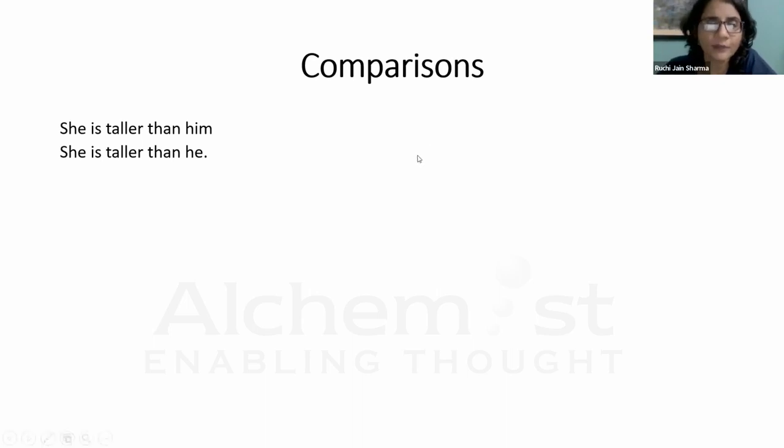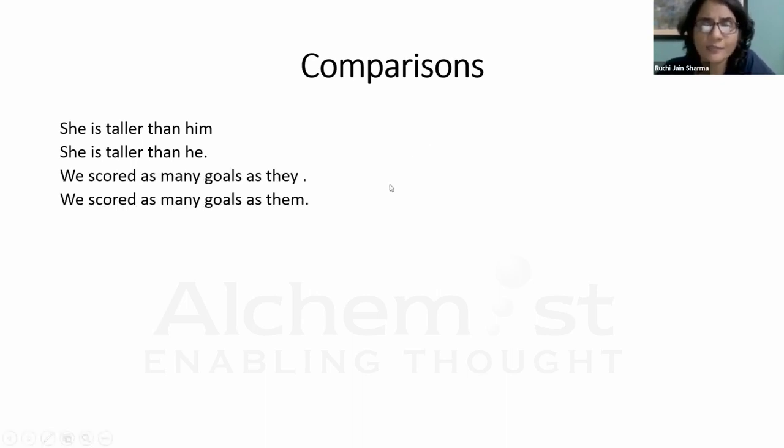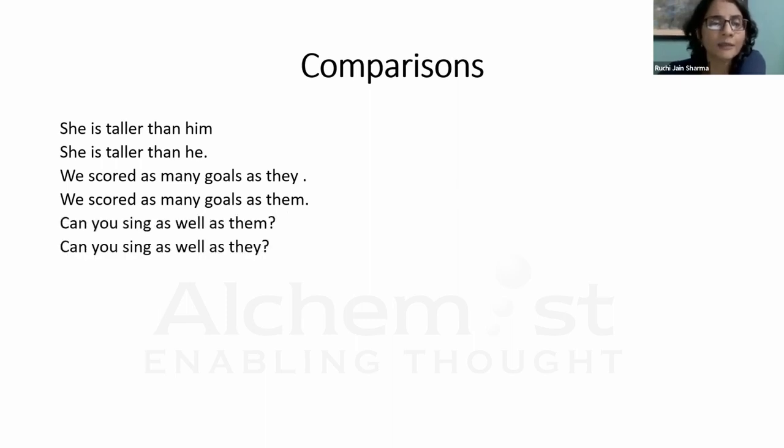Okay? In the same way, we scored as many goals as they, or we scored as many goals as them. First one. Yes, we scored as many goals as they did. Okay, we don't say that "did", which is why it seems incorrect to us, but that is the grammatically correct option, right? Can you sing as well as them, or can you sing as well as they? As well as they, as they do. Can you sing as well as they do? Okay, so it would be the second option here.